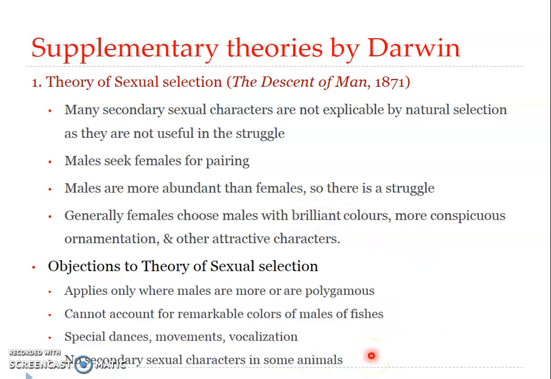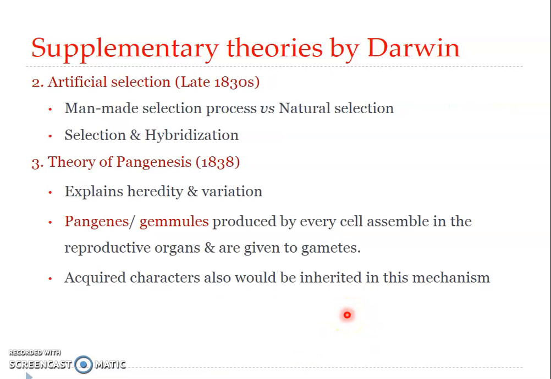Then recent evidence in ethology suggests that when males fight, they do so over the possession of a certain territory rather than over the possession of a female. So that is also against the theory of sexual selection. So these are the assumptions under the theory of sexual selection and the objections against it. Now, next one we have is artificial selection.